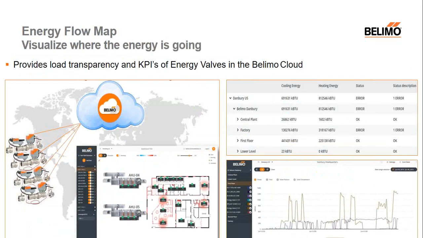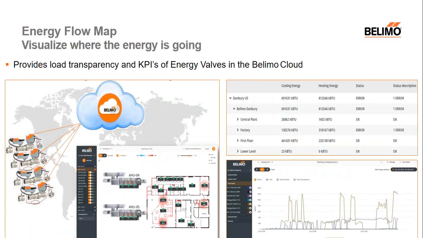Another feature that we provide, which is an extension of our Belimo cloud, is what we call the energy flow map. And what that does is it allows you to load a floor plan of the building and drop the energy valves that are connected to the Belimo cloud in that floor plan. And you can understand from an energy perspective how those valves are performing. So you can look at the overall energy. The way certain energy managers would use this is they would load their floor plan, put the energy valves in their respective places in that floor plan, and look at where the largest loads are first and attack those to see if there's any potential for optimization.